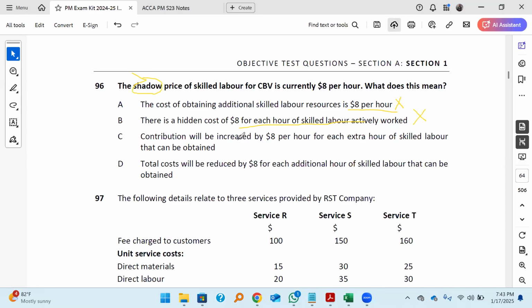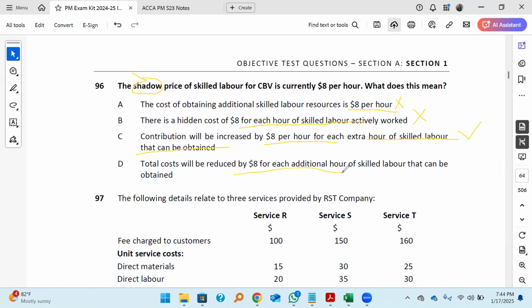Then contribution will be increased by $8 per hour for each extra hour of skilled labor that can be obtained. This is exactly the correct one. So if you have a limited resource, the shadow price is that extra that you are willing to pay. And the reason why it is the extra you are willing to pay is because if you pay that extra, it is going to increase your contribution by that same amount. So if you are able to pay less of that, that means you are making a profit. So that's what shadow price means.